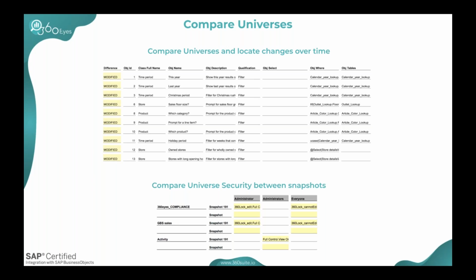And that document on the bottom is comparing the universe security. So again, you can do that between environments or points in time in the same environment. So you can see, okay, these groups had this access last week and this week they don't have access, what changed with the security. So it'll highlight any differences with the security. That's really helpful to be able to see those differences.